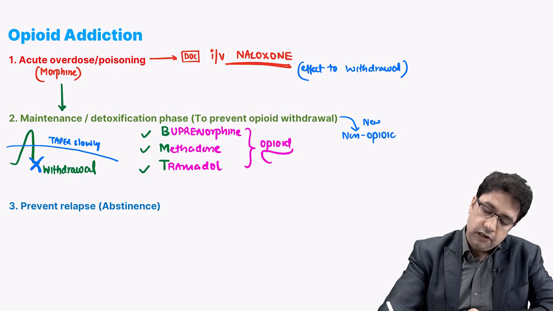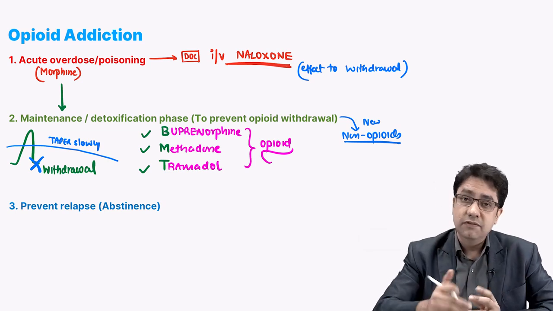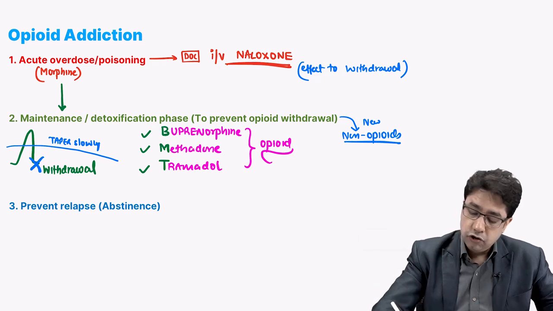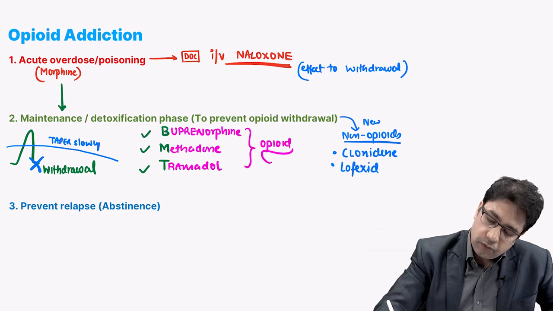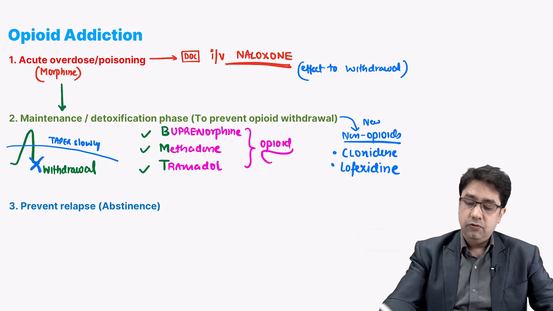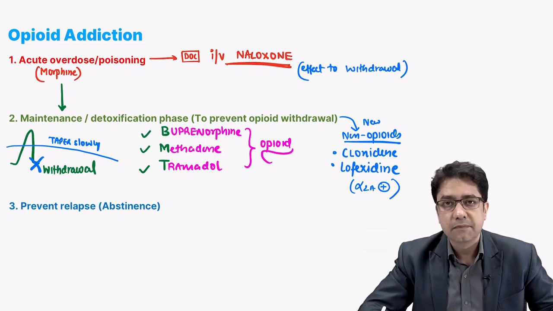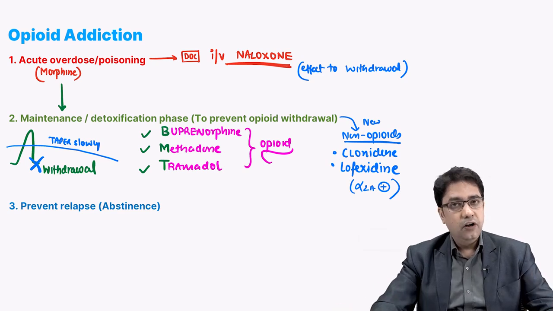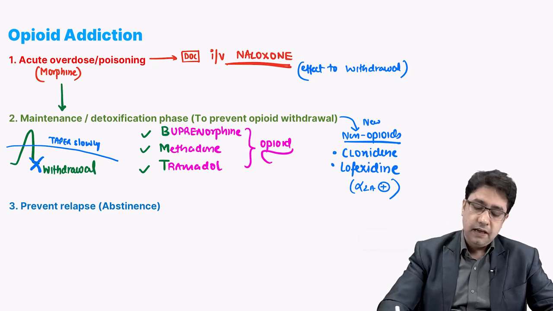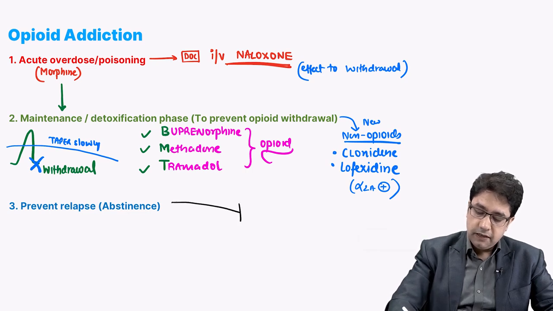Because these non-opioids will not have addictive potential. With buprenorphine and methadone themselves, the person can start abusing again. So those non-opioids given to prevent opioid withdrawal are clonidine, and a newly approved drug, lofexidine. These 2 drugs stimulate alpha-2 receptors in the brain, which we have discussed in the autonomic nervous system, and they also prevent opioid withdrawal. Now slowly you have tapered off drugs like buprenorphine and methadone, and now the person is totally de-addicted. So now you have stopped them.